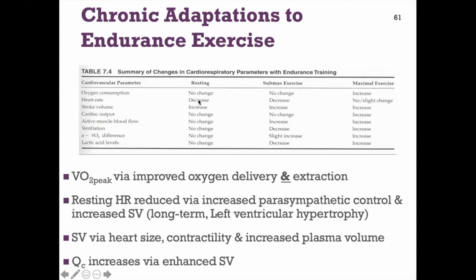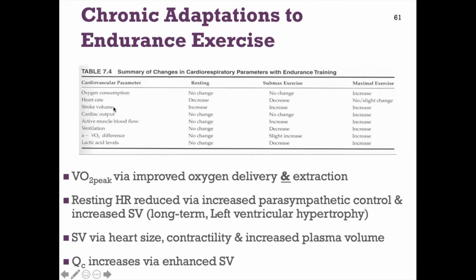Our heart rate when we are resting, because of adaptations and health of the heart, will actually decrease. So we lower the resting heart rate as a response to being endurance trained. It also lowers our heart rate for any given level of exercise. Up until max, we don't really see a change because we can't really change our heart rate. It's based on your age more than anything else. So we really don't see any kind of a change.